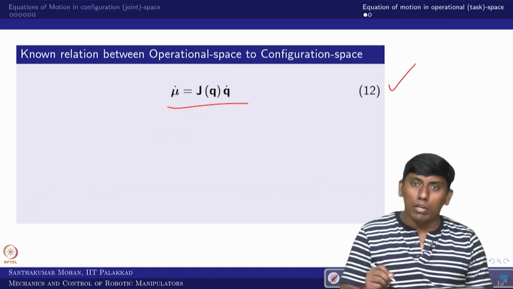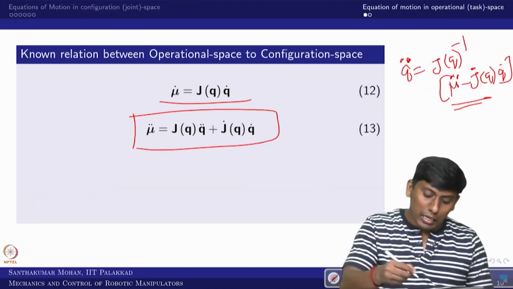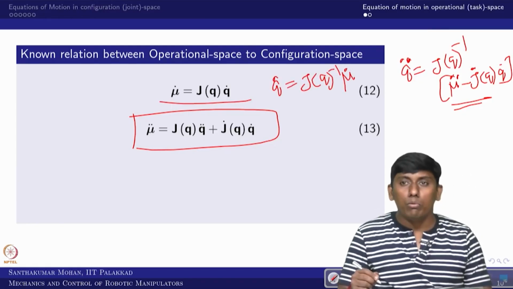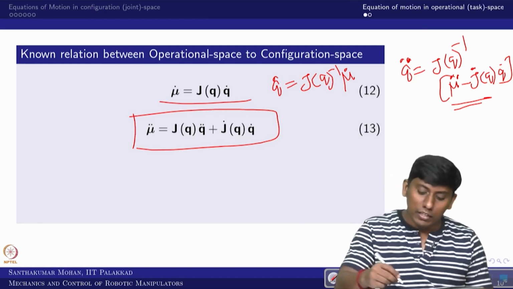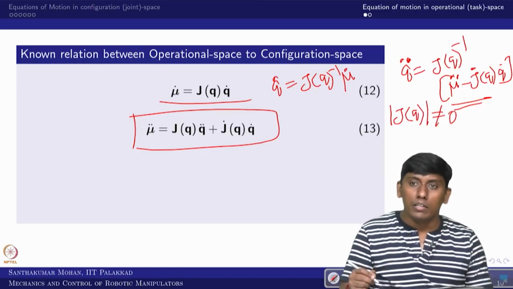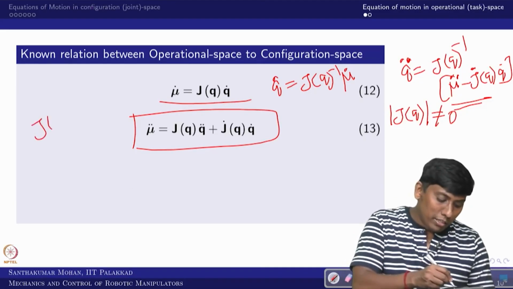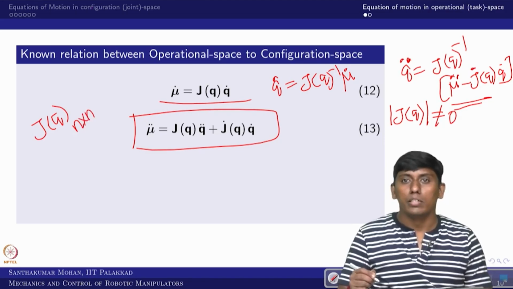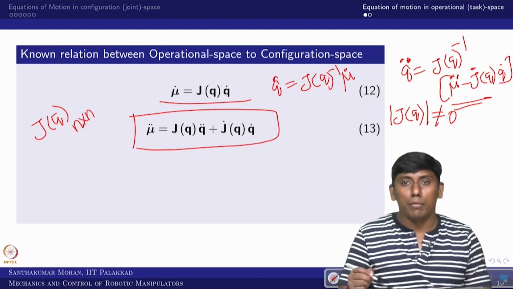Further, what we know is the q dot, I can again write as J of q inverse into mu dot. So now only one consideration is there: the determinant of this should be non-zero. Further, if J of q is a square matrix, we are fine. If it is non-square, then you have to take the pseudo inverse. That we have already seen in the differential kinematics, right?